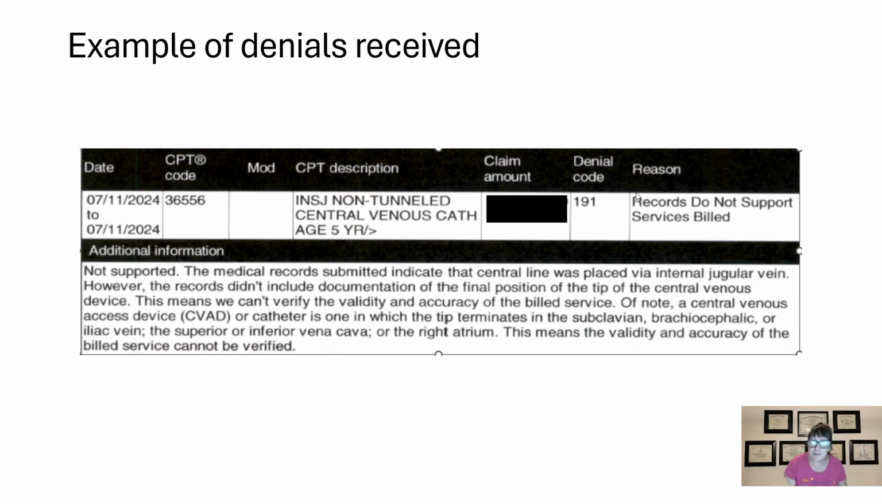So the first thing I'm sharing is some examples of denials received. Thank you to my anesthesia friends. I don't think I've shared this yet. And if I have, then I'm not going to spend a lot of time on it.